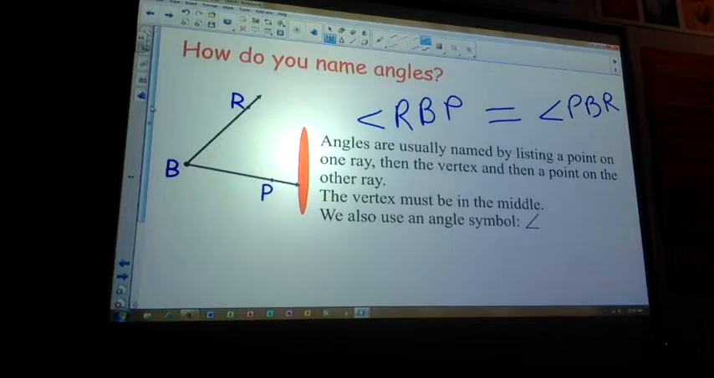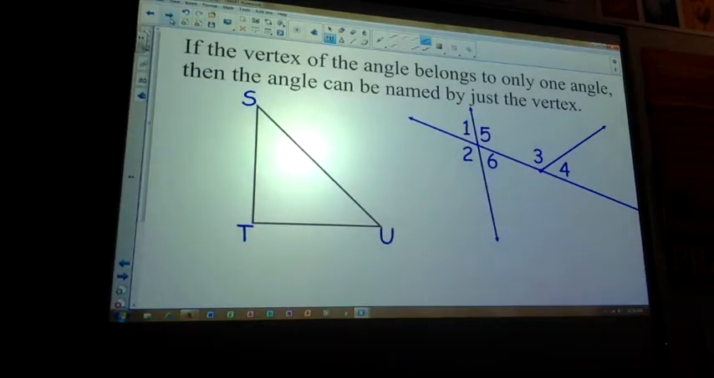How do you name angles? Angles are usually named by listing a point on one ray, then the vertex, and then a point on the other ray. The vertex must be in the middle. We also use the angle symbol. So is angle RPB the same thing as angle PBR? You know that the middle letter is the vertex, but you can name an angle two different ways with the letters. They can be backwards and forwards. It means the same thing.